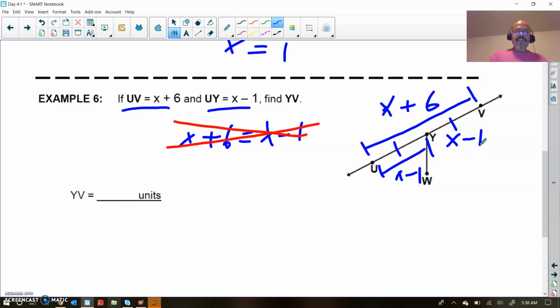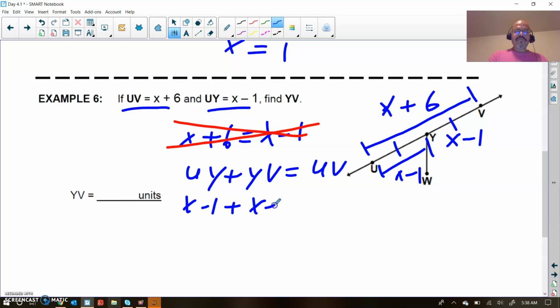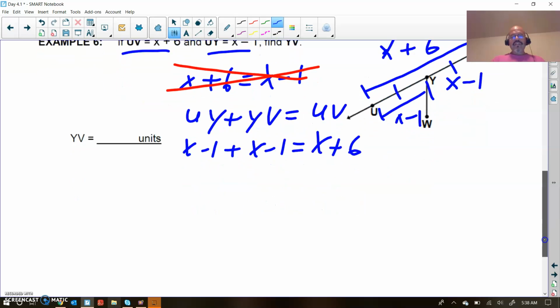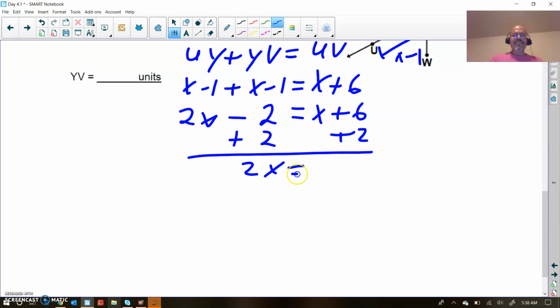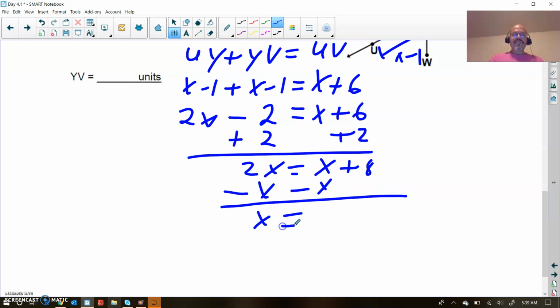So we're going to be using segment addition postulate. So UY plus YV is equal to UV, which is the entire segment. So x minus 1 plus x minus 1 is equal to x plus 6. And then we solve. So now we have 2x minus 2 equal to x plus 6. Add 2 to both sides. 2x is equal to x plus 8. Subtract x from both sides. And this is going to be x equal to 8.